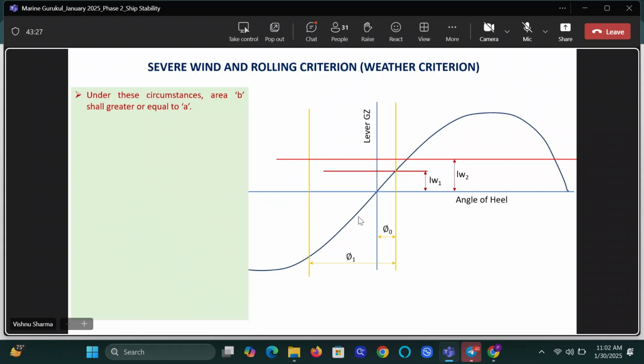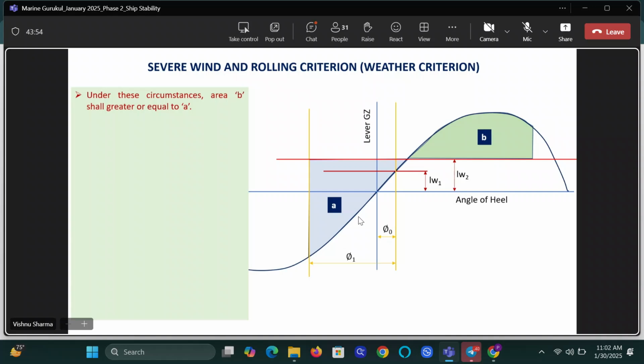Under these circumstances, which we have already discussed, area B. Now, which is area B? This is area B. Sorry, this is area A. My mistake. This is area A. And what this should be less than. That means area B should be greater than or equal to A. This is B. B should be greater than or equal to A for the vessel to be meeting the IMO requirement.